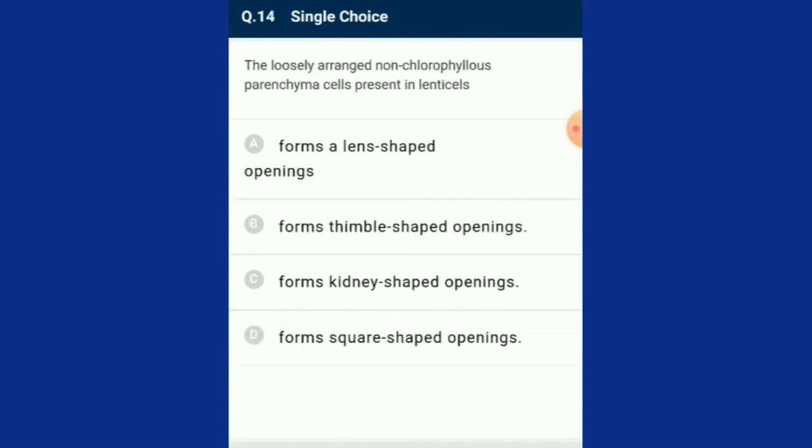Question number 14. The loosely arranged non-chlorophyllous parenchyma cells present in lenticels are called complementary cells. The tissue inside the lenticels is more loosely packed, called filling tissue or complementary tissue. Each lenticel acts as a pathway, having lens-shaped openings through which gas can diffuse. The answer is option A. It forms a lens-shaped opening.